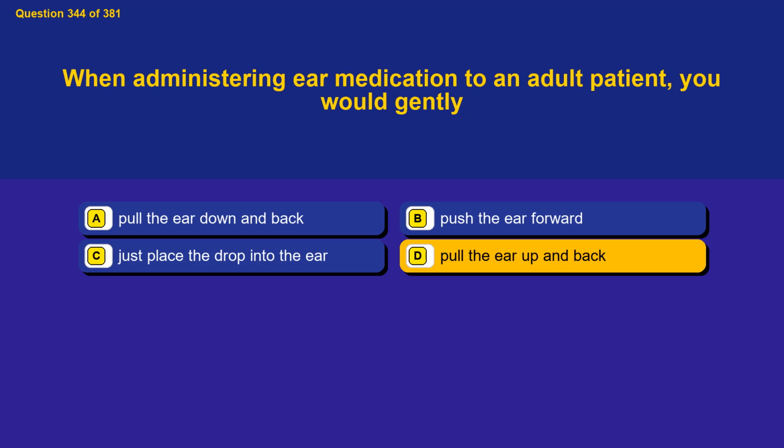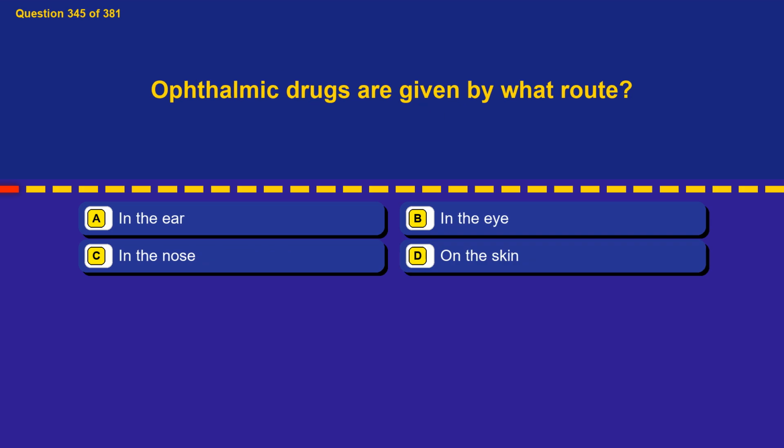The correct answer is option D. Pull the ear up and back. Question 345. Ophthalmic drugs are given by what route? Option A. In the ear. Option B. In the eye. Option C. In the nose. Option D. On the skin.